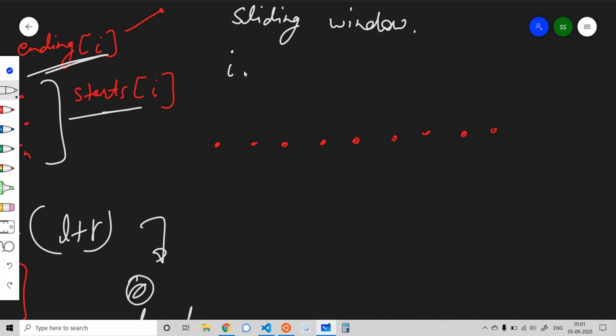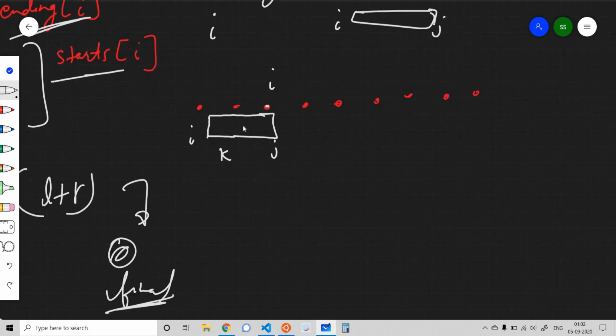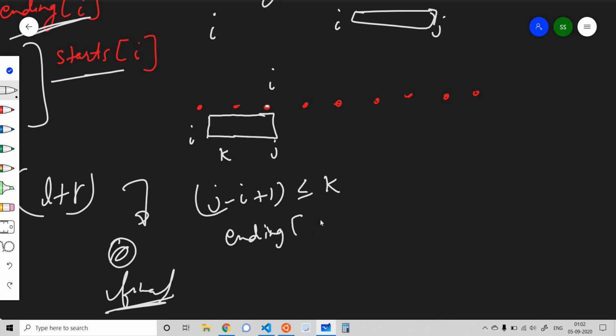I represents the starting index, or the starting value, of my window, and j represents the last value of my window. Suppose this is the value I. I'm trying to find out the maximum number of points I can gather from one interval of size k if I'm including this current point. This is I and this is j. So I find out the length of my current window, which is j minus I plus 1. If it is less than or equal to k, then I'm storing this in my ending of j.